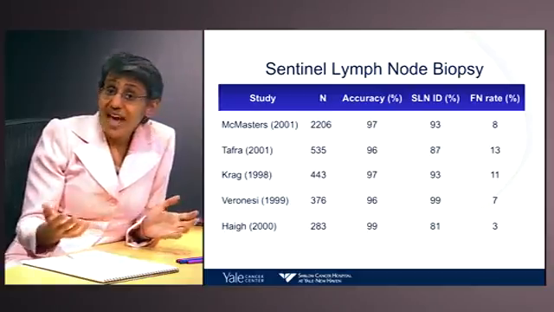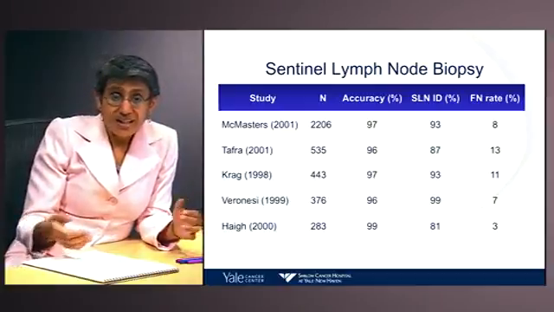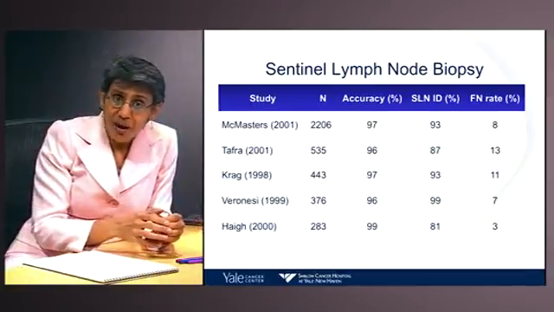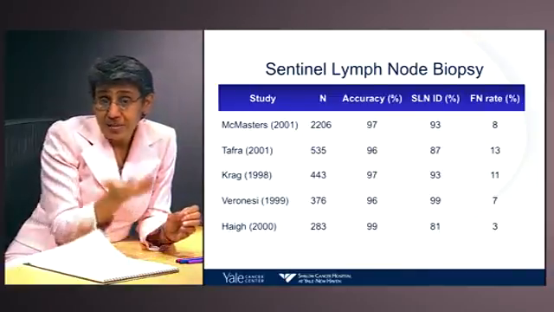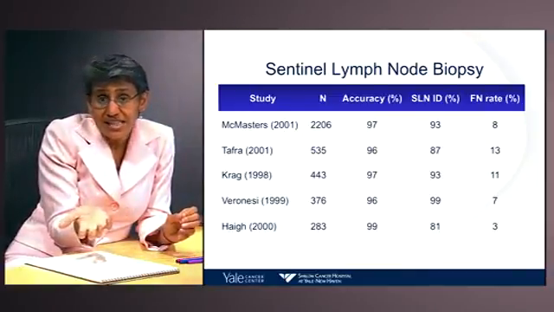But first we needed to know whether this technique actually worked. Can we find the sentinel lymph node? And when we find it and the pathologist says it's negative, does that really reflect all of the other lymph nodes in the armpit? Well, there have been a number of studies that have looked at that question. So here are some trials where that was exactly what was done. Surgeons would do a sentinel lymph node biopsy, but they would also take out all of the remaining lymph nodes because that was standard of care at the day.